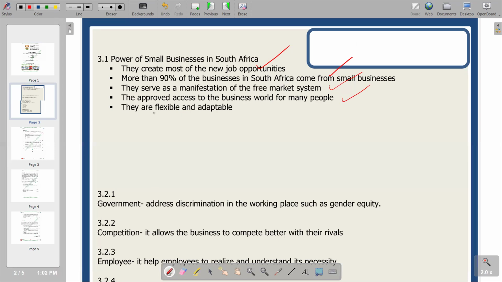The last point, they are flexible and adaptable. This can be a benefit to the person running, or the owner that is running, that small business. So it becomes an advantage in terms of its flexibility and adaptability. So that's what we have on 3.1.